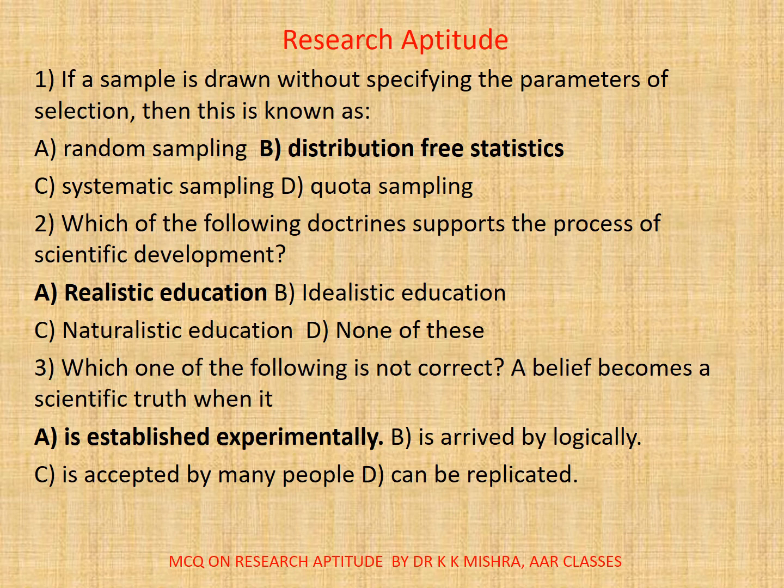1. If a sample is drawn without specifying the parameters of selection, then this is known as A. Random sampling, B. Distribution free statistics, C. Systematic sampling, D. Quota sampling. Correct option is B. Distribution free statistics.